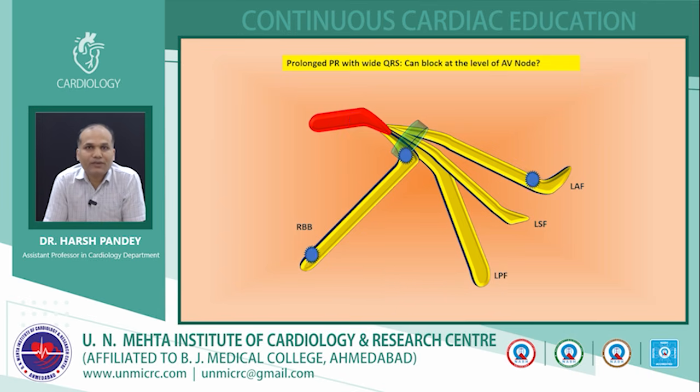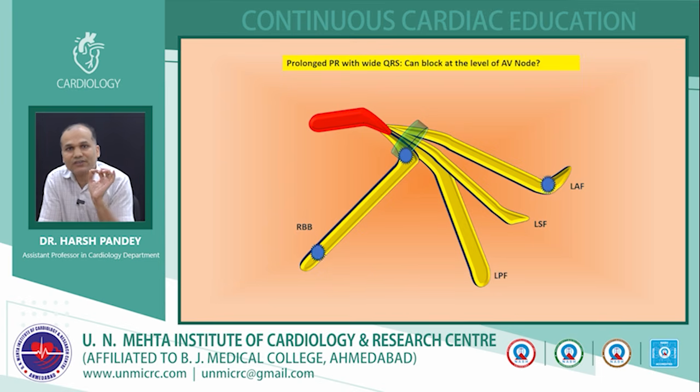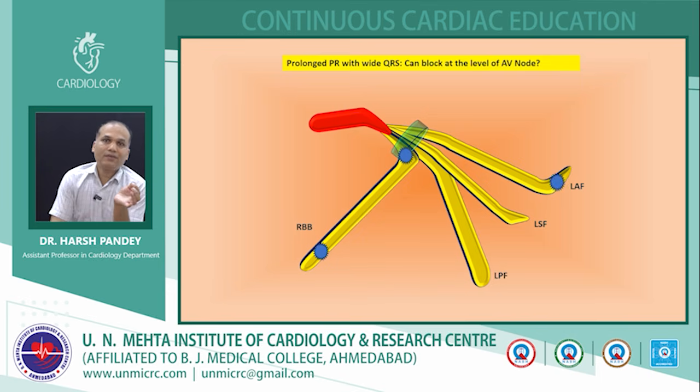So whenever the patient has two types of delay, the patient will manifest the delay which is higher in amount. So in a situation where the patient has prolonged PR with a wide QRS, they likely will have infra-Hessian or Hessian kind of delay, but still the level of localization in this particular situation can be at the level of the AV node also.